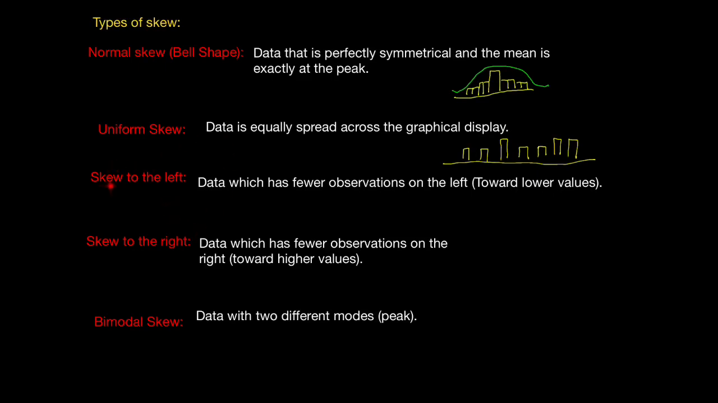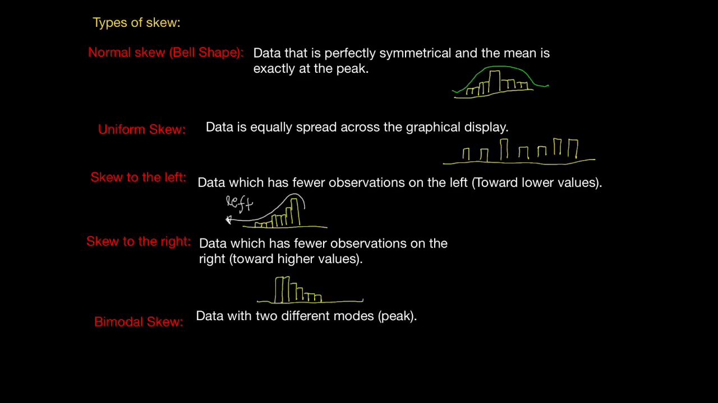Now the next one is skewed to the left. Here this is data which has fewer observations on the left towards lower values. For example, here you can see that the data is skewed to the left, and you can kind of see a tail being formed on the left hand side. So this is skewed to the left.